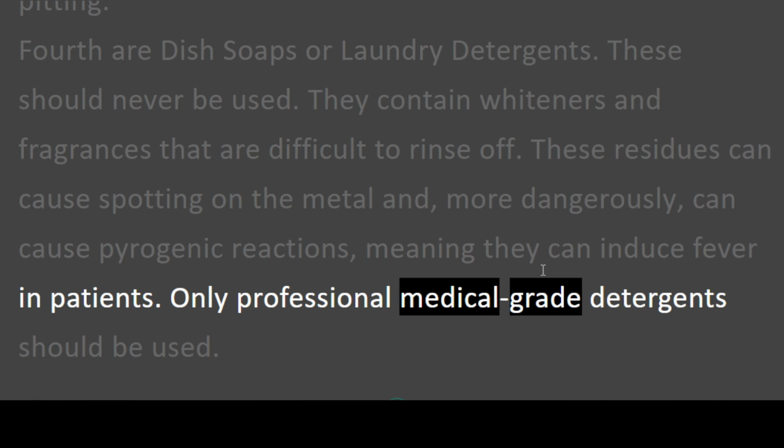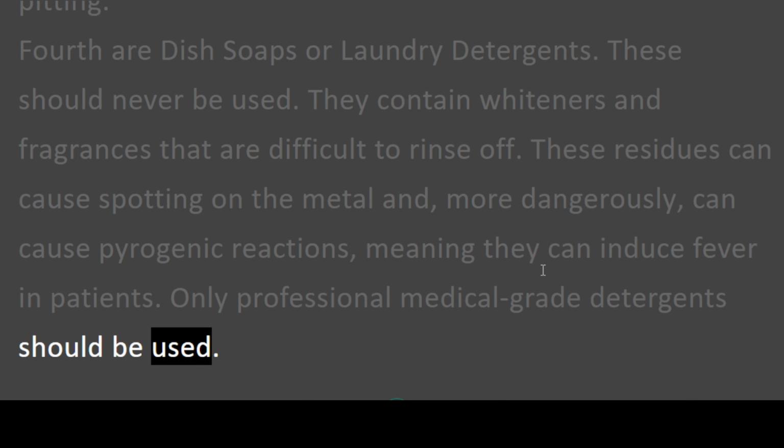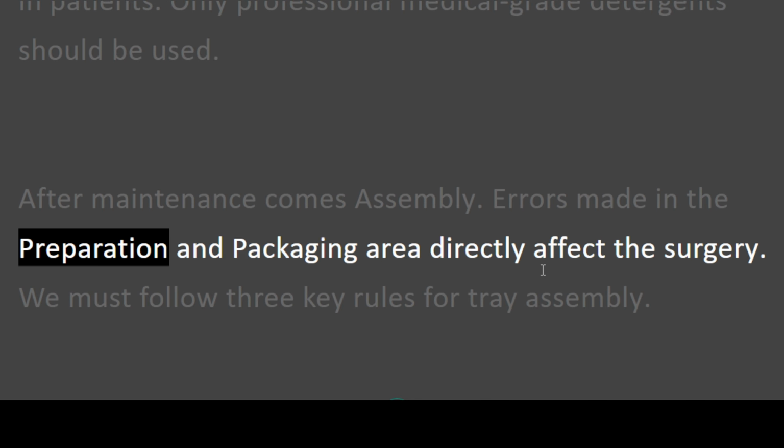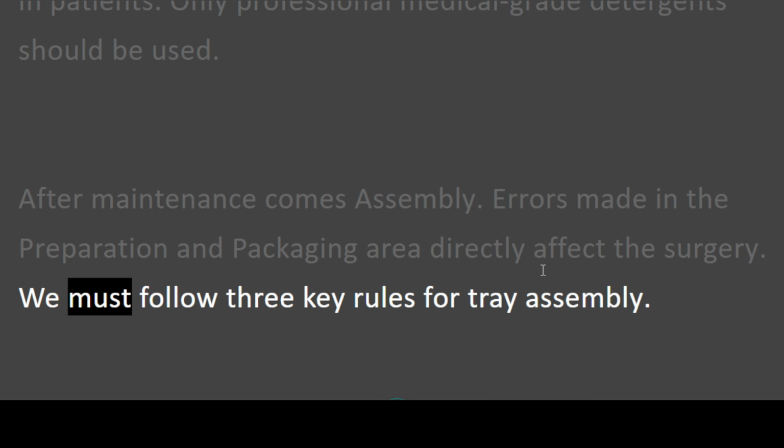Only professional medical-grade detergents should be used. After maintenance comes assembly. Errors made in the preparation and packaging area directly affect the surgery. We must follow 3 key rules for tray assembly.